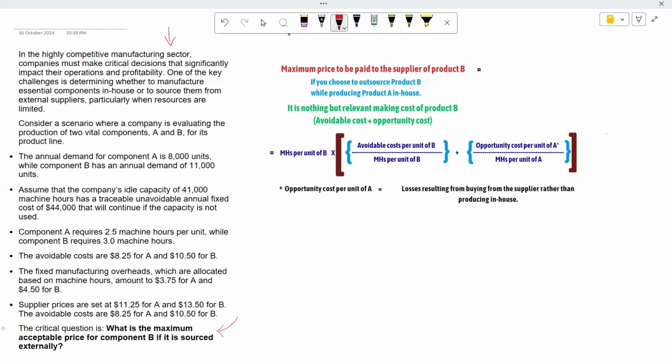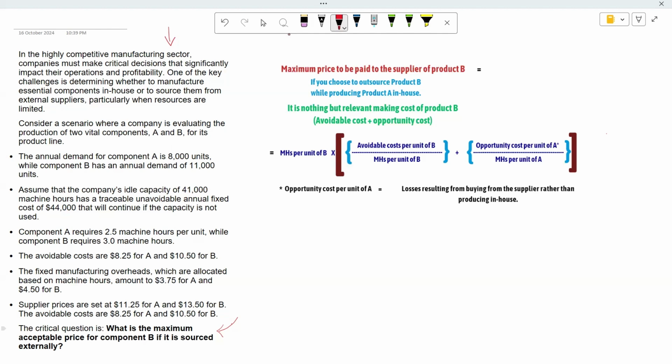So we need to understand this particular point, that the company has taken a decision that if it is outsourced instead of manufacturing in-house, what is the amount we are going to pay to that particular supplier? If we ask the same question to a layman, if you are manufacturing in-house, what is the cost you are going to incur? That same cost is the maximum price that you are ready to pay to the supplier if it is outsourced. That's the simple logic applied here.